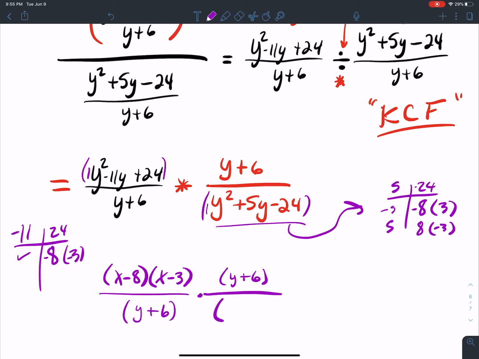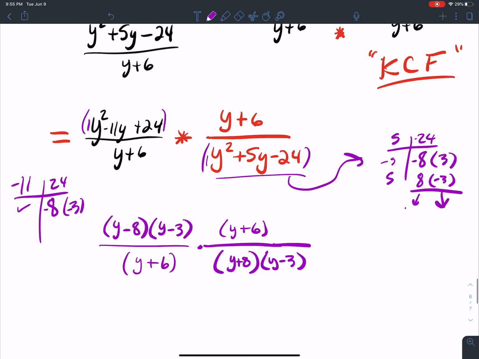I'm sorry, I wrote x's over here. Sorry about that. That shouldn't say x's, that should be y's. So y minus 8, y minus 3. Over here, this tells me it's a y plus 8, and then this one tells me it's a y minus 3. Okay? Now, is there anything that will simplify?